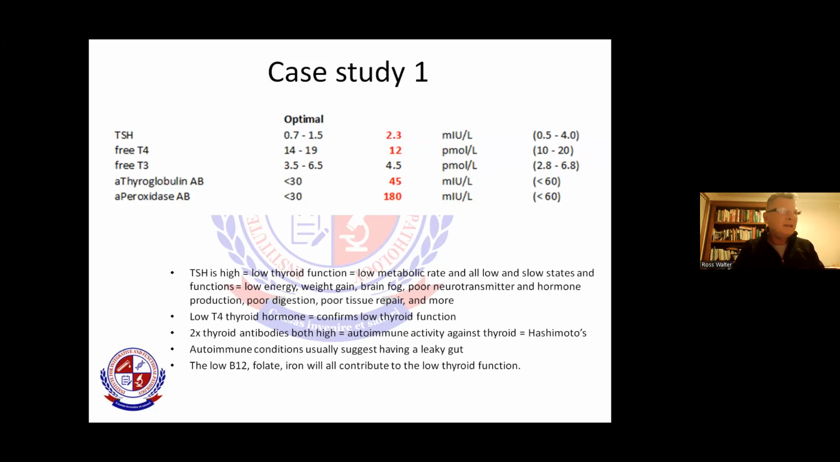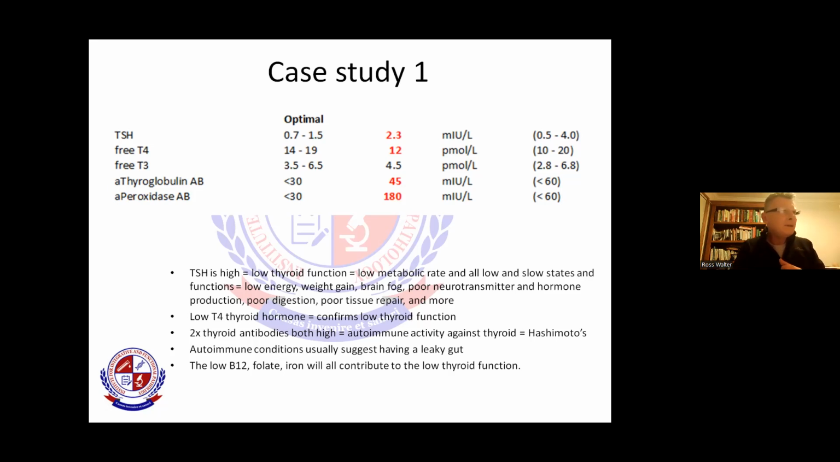So you're going to see that as low energy, fatigue, brain fog, poor memory, cognition, poor neurotransmitter production for poor mental health. So the brain is just not getting the function and the metabolic functions that it needs. Poor hormone production, like in male and female hormones, poor digestion and absorption of nutrients, poor tissue repair. Basically, all other sort of low and slow states in the body are going to be affected by the thyroid function.